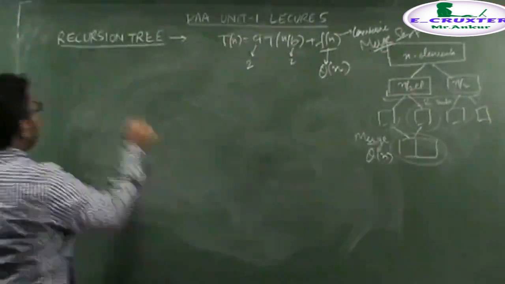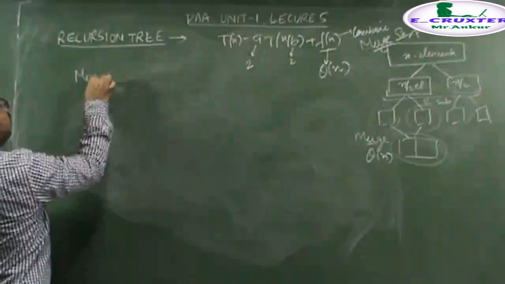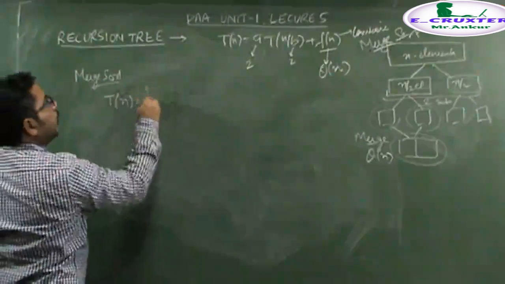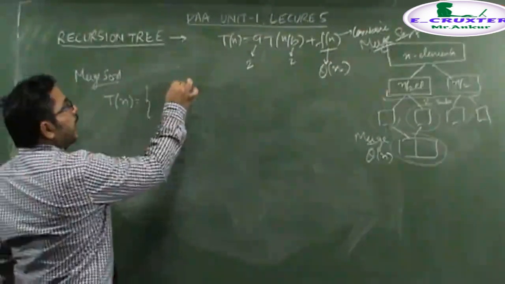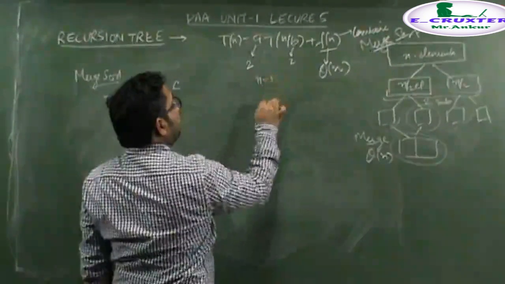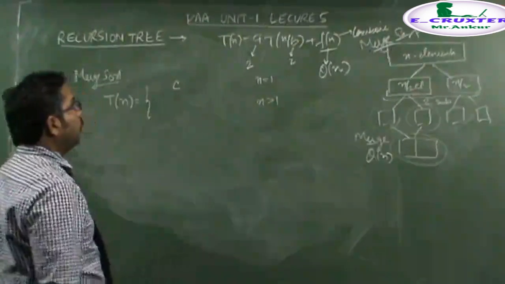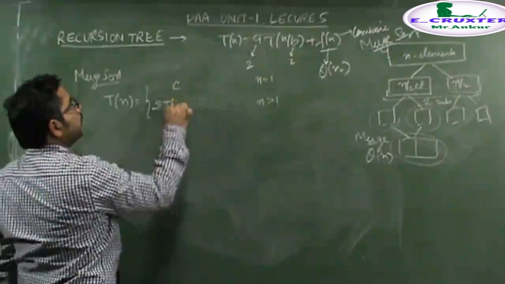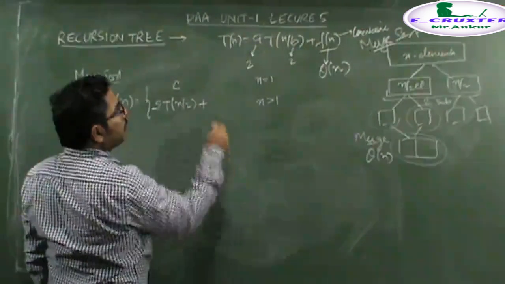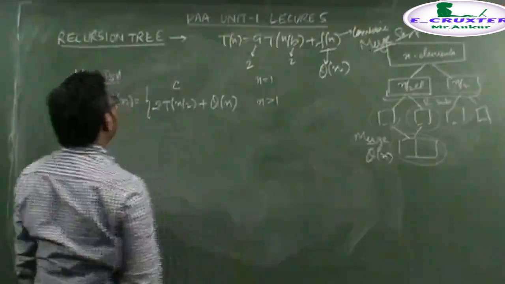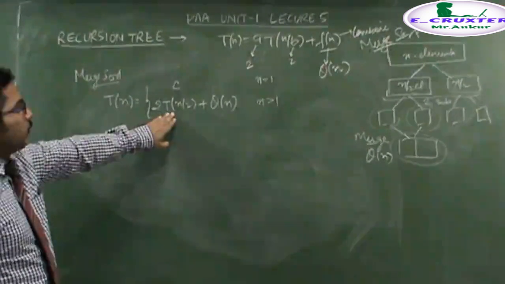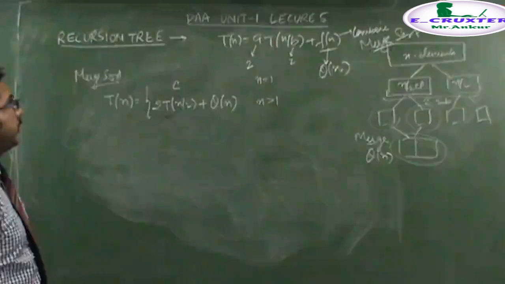Hence, the equation of merge sort came to be: T of n is equal to a constant time if the number of inputs is 1. Otherwise, if the number of inputs is greater than 1, then the equation is 2T of n upon 2 plus theta of n. This is the running time equation of merge sort, and it is known as the recurrence equation.